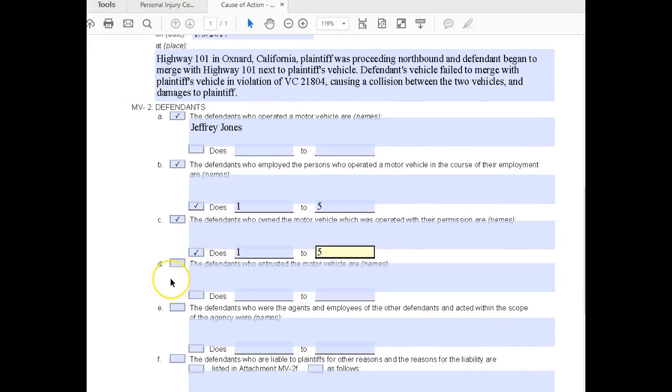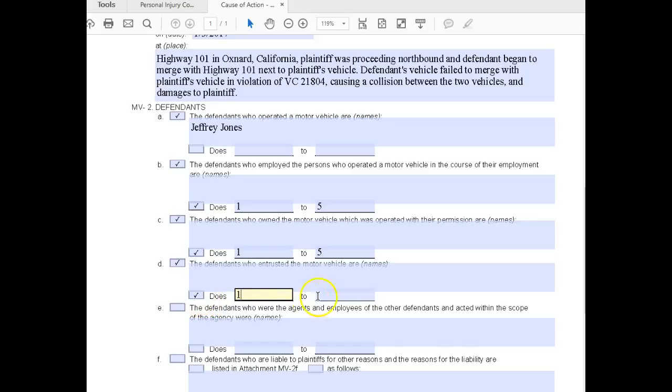And if they are, they owe us something as part of the recovery here. The defendants who entrusted the motor vehicle are... Now, what happens is if you entrust your vehicle to someone and you do so negligently, that means if you give it to someone who's a reckless driver and you know it, or you have reason to believe that they're reckless and you give them the right to use your vehicle anyway, then you might be guilty of negligent entrustment, and therefore you would be liable to us as well.